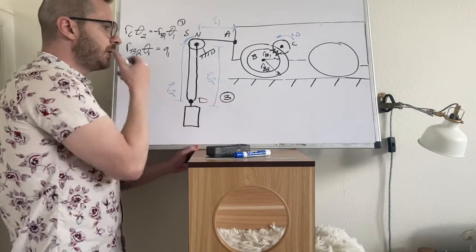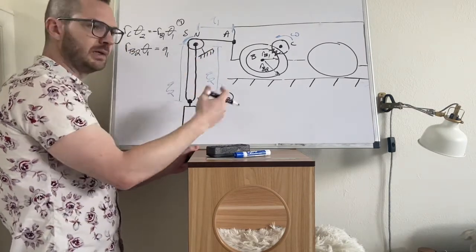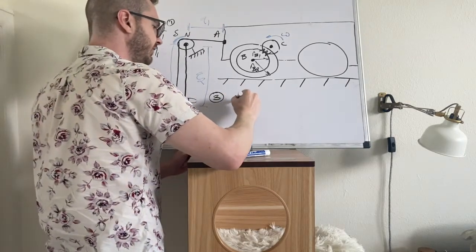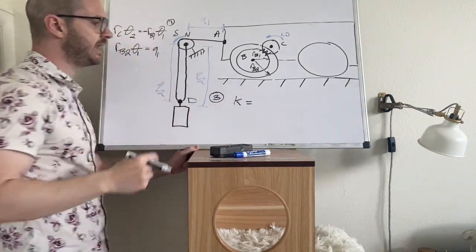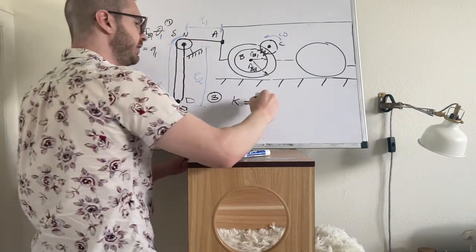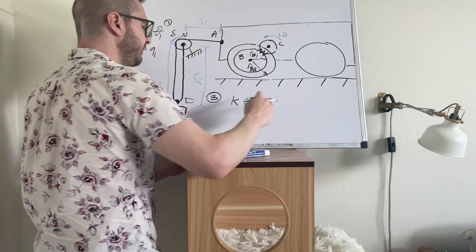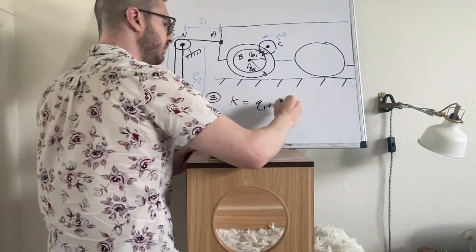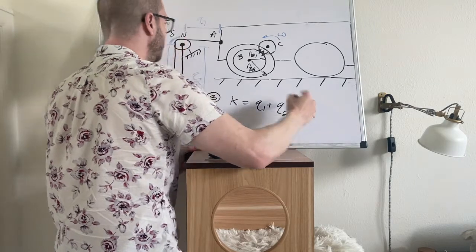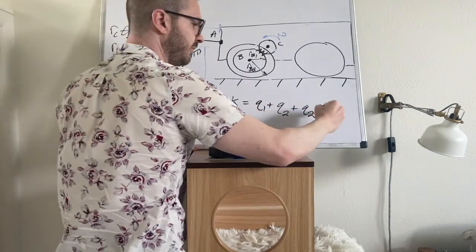So let's do a rope constraint. We just need to take these pieces and add them together. These are going to equal some constant. Let's call the constant K, so K being the length of the rope. What is the length of the rope? It's Q1 plus Q2 plus another Q2 plus this little bit delta.